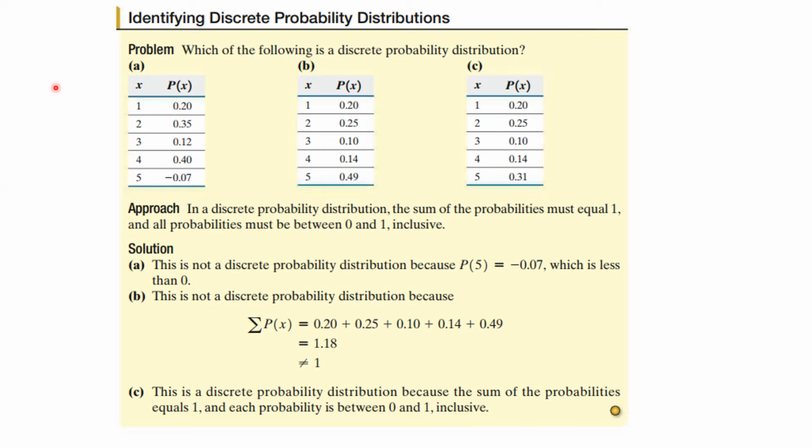Okay, so here's a problem that we could do. Which of the following is a discrete probability distribution? Well, this one is not, because you have a negative entry. They all must be bigger than or equal to 0. This one is not, because if you add up all these numbers, you get 1.18. It has to add up to 1 to be a probability distribution. This one is a probability distribution because all the entries are bigger than or equal to 0, and if you were to add those up, you do get 1.